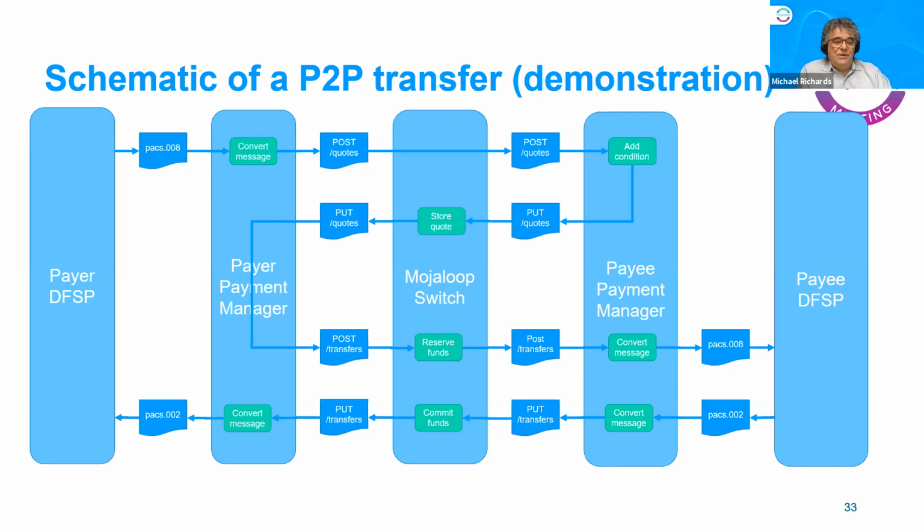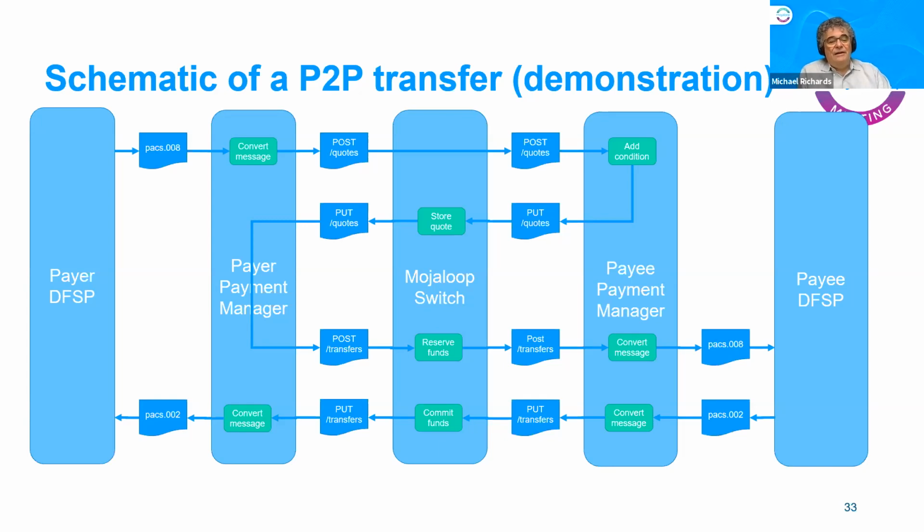So the payer DFSP sends a message, which is a PAIN.008 message. Please make a payment. The payment manager converts that message into a post quotes message, and the switch transfers the post quotes message to the payee DFSP's payment manager. That issues a put quotes message, because in the current scheme, there is no space for anything other than a simple response. The quote is stored at the switch and the response goes back to the payer's payment manager.